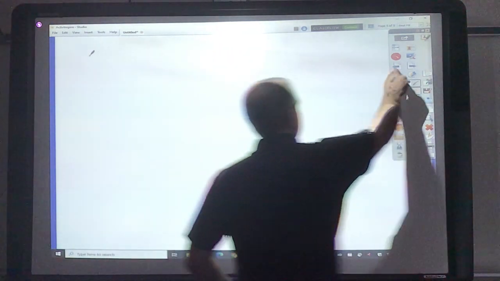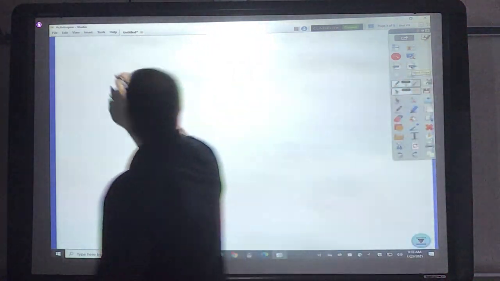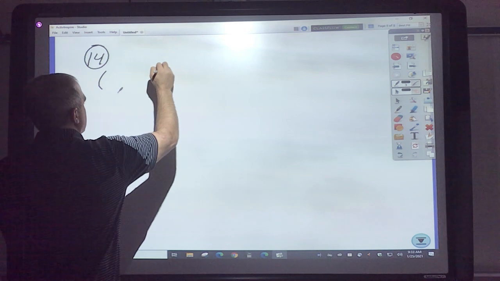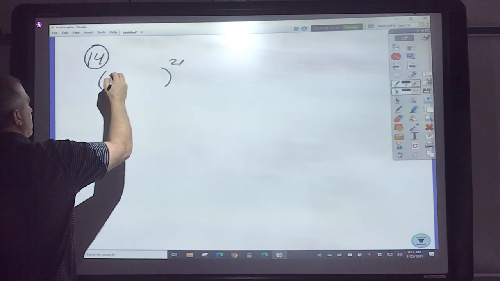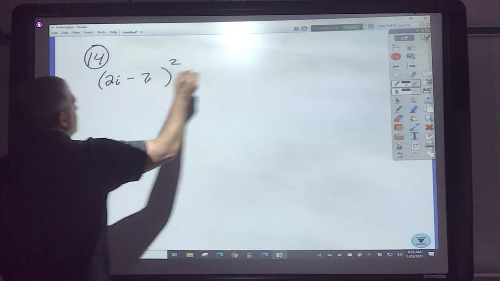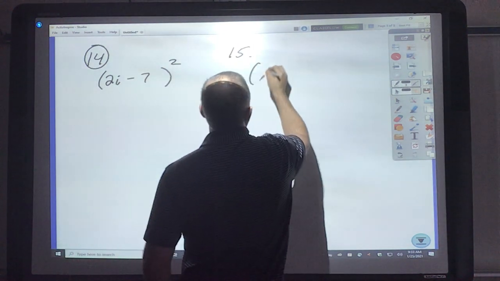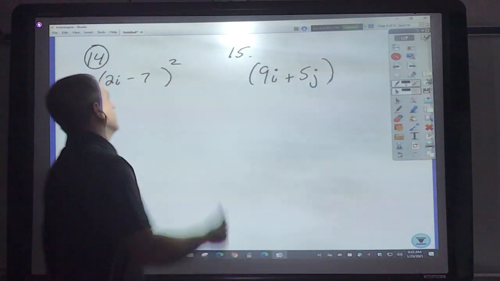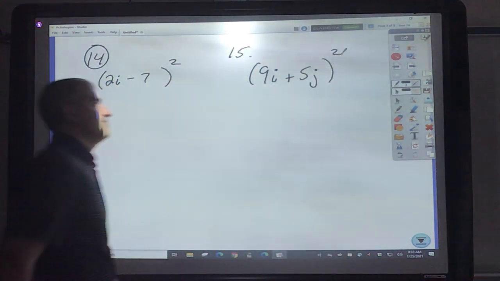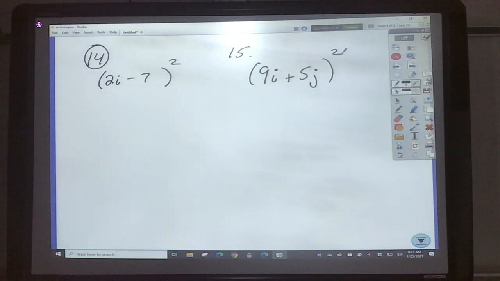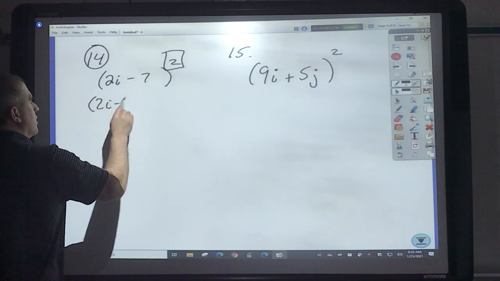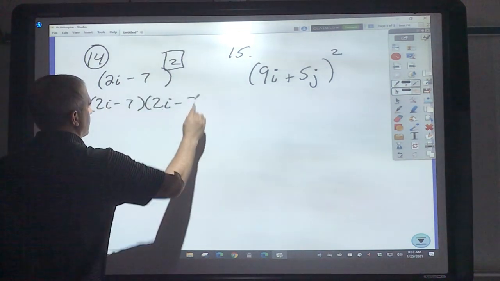What problem are we on now? 14. Okay, all right. So, we'll give you these two. Let's do 2I minus 7, and let's do 9I plus 5J, squared. Now, so I say, Mr. Evans, I don't know what to do with this, okay? Now, what we should do is when it's squared, we're just gonna go ahead and write this twice, okay?